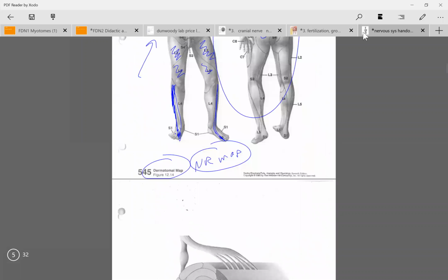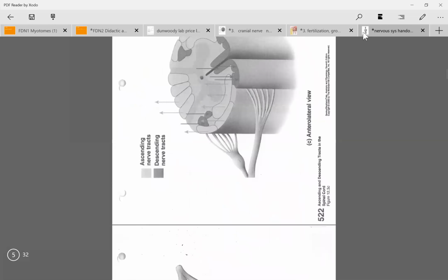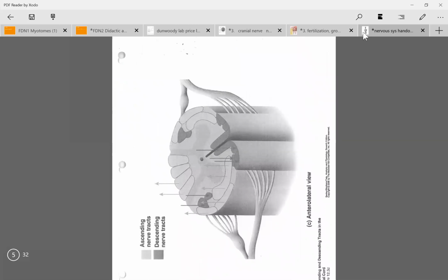Okay. Now, it's going to get a little confusing later because these nerve roots have another name. They have a peripheral nerve name. All right. So it does get a little tricky a little bit later, but we'll get into that. All right. Any questions so far?